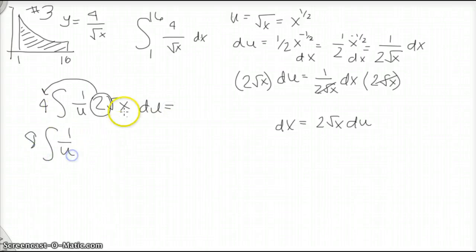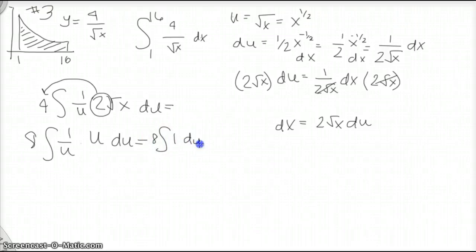We still have the 1/u, and now if we look, radical x is u up here, right? So we can rewrite that as times u, and the du is still there. And now, if we have u/u, that actually simplifies to 1. So we get 8 integral of 1 du, or basically just the integral of du, which gives us, if we integrate du, that just gets us back u.